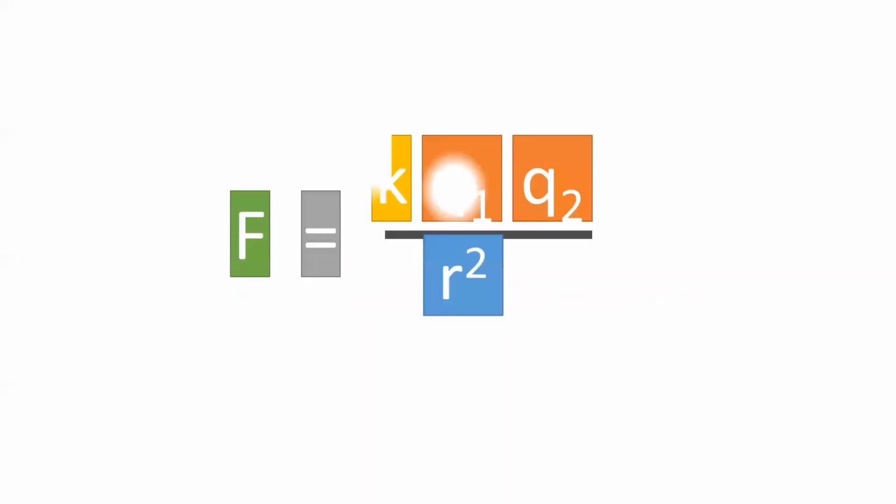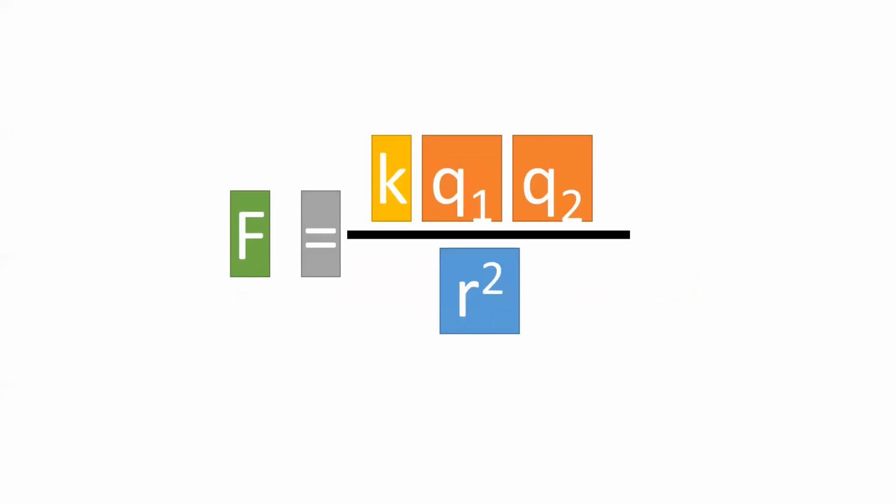The strength of this force is described by the formula called Coulomb's law. This law states that the electrostatic force is directly proportional to the product of the charges and inversely proportional to the square of the distance of both objects. So, this Coulomb's law describes the forces that act at a distance between two charged objects.